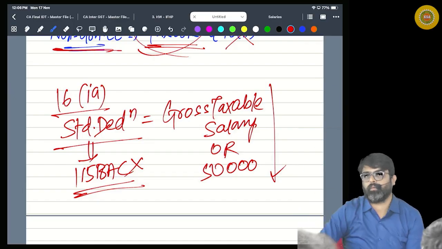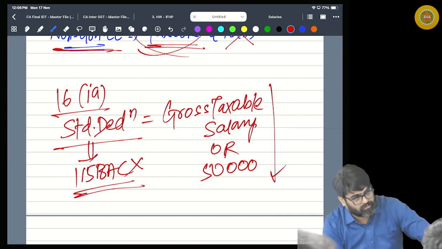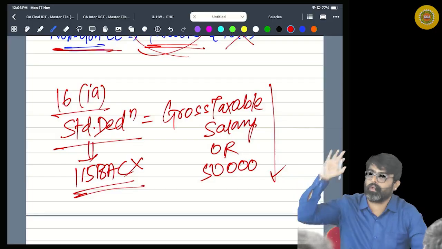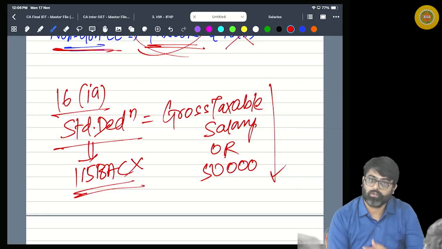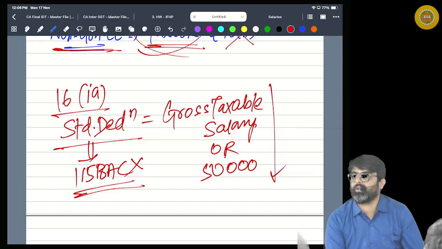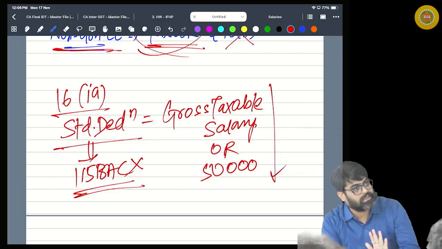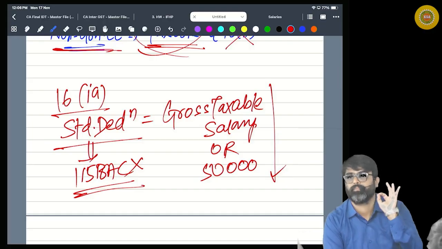What if your gross taxable salary is 5 lakhs? Are you going to get the standard deduction of 5 lakhs, or 50,000 maximum? Maximum 50,000. What if your gross taxable salary is 20 lakhs? Then also the standard deduction will be 50,000. What if your gross taxable salary is 5 crores? Still you are going to get the standard deduction of 50,000. Standard deduction cannot be more than 50,000.